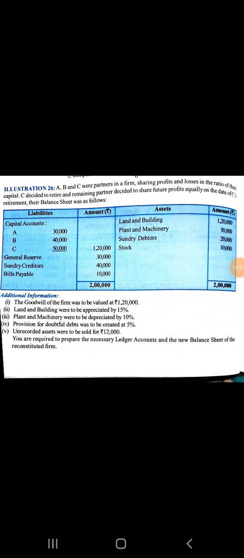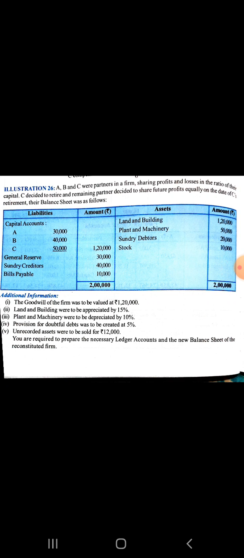Question. A, B and C were partners in a firm sharing profits and losses in the ratio of their capital. C decided to retire and the remaining partners decided to share future profits equally. On the date of C's retirement, their balance sheet was as follows.